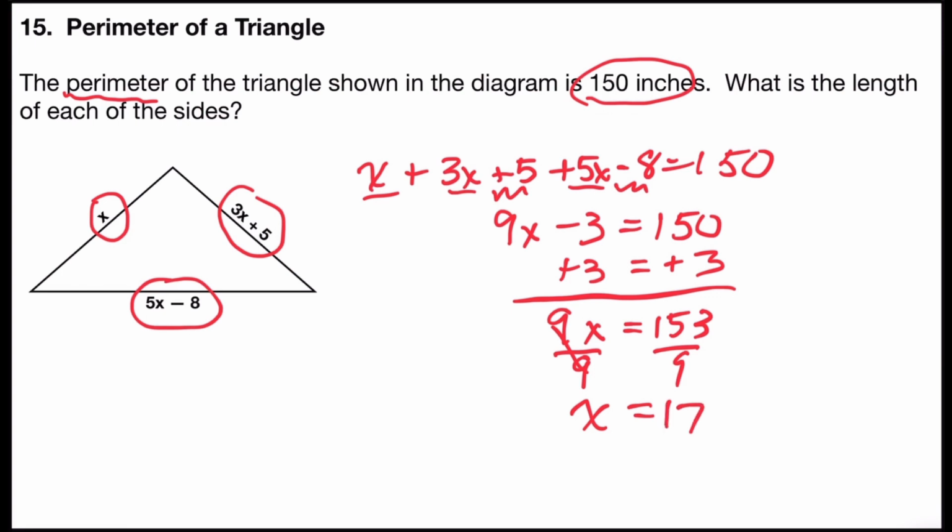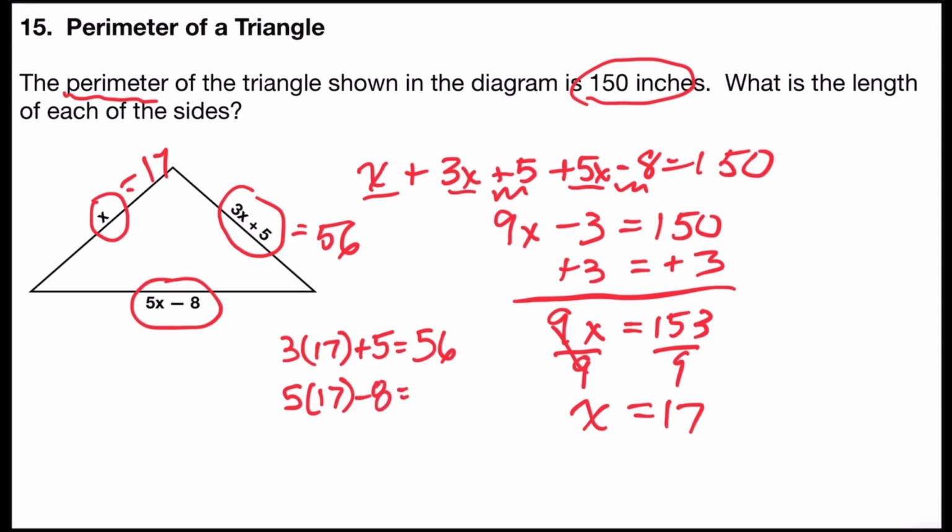So I know that one of my sides is 17. To find the other two sides, I'm going to substitute 17 for x. So 3 times 17 plus 5, if I punch that into a calculator, I will find out that that side is 56. And if I have 5 times 17 minus 8 and punch that into a calculator, I find out that that side is 77. And so the lengths of the three sides will be 17, 56, and 77.